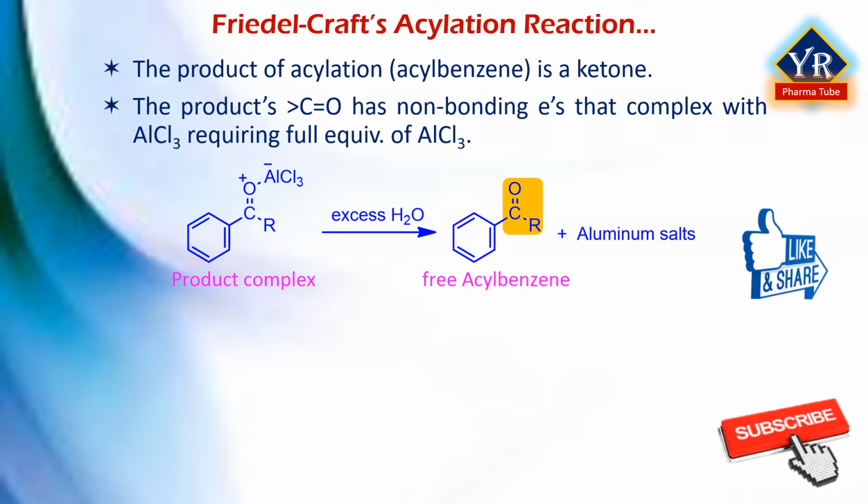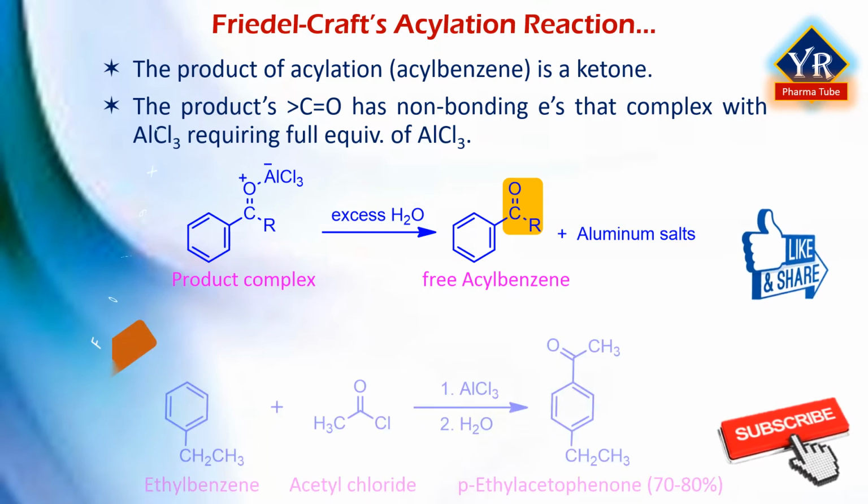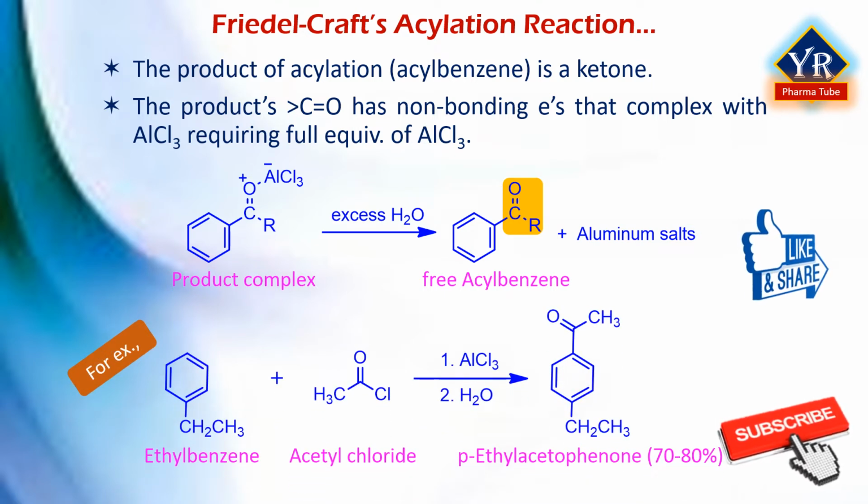The electrophile in the Friedel-Crafts acylation appears to be a large, bulky complex such as RCO-AlCl4. Para substitution usually prevails when the aromatic substrate has an ortho-para-directing group, possibly because the electrophile is too bulky for effective attack at the ortho position. For example, when ethyl benzene reacts with acetyl chloride, the major product is para-ethyl acetophenone.